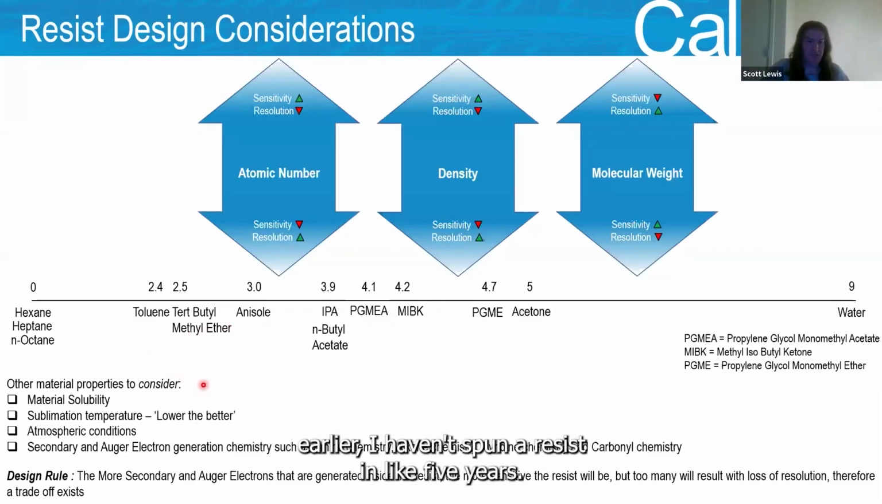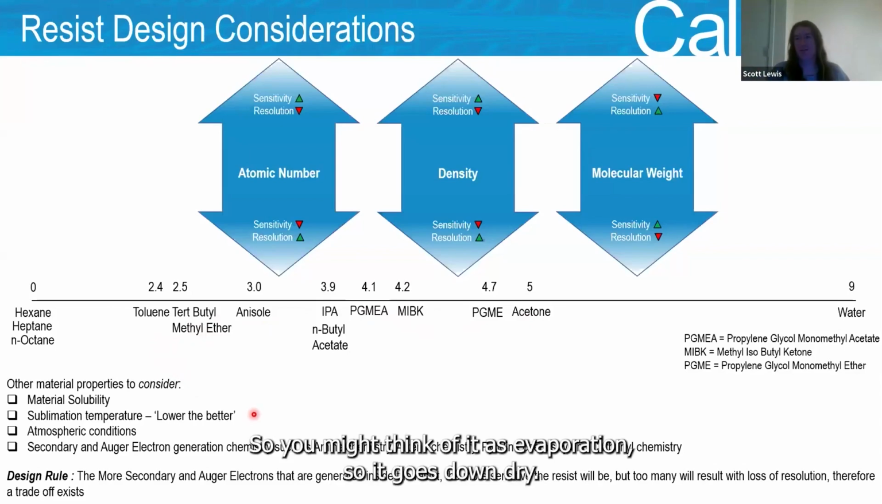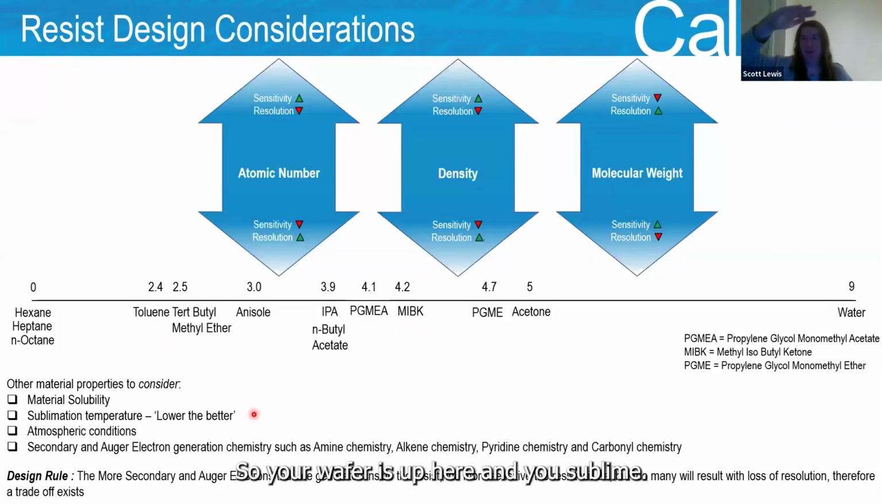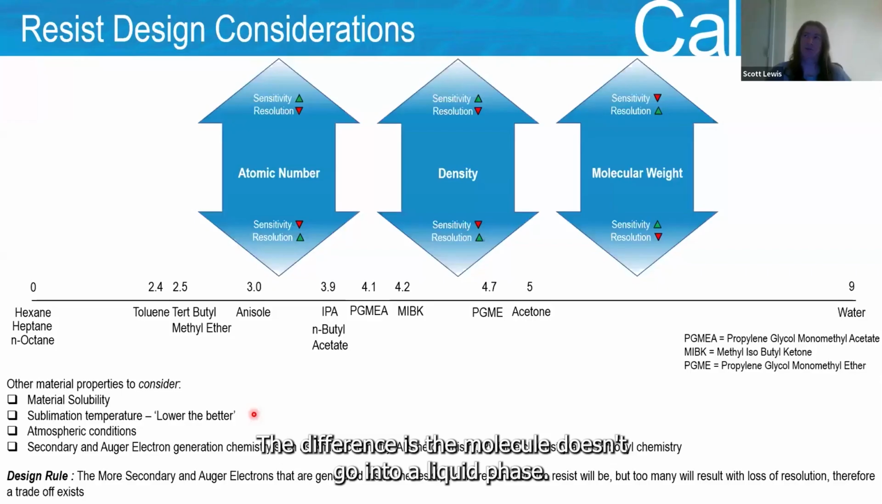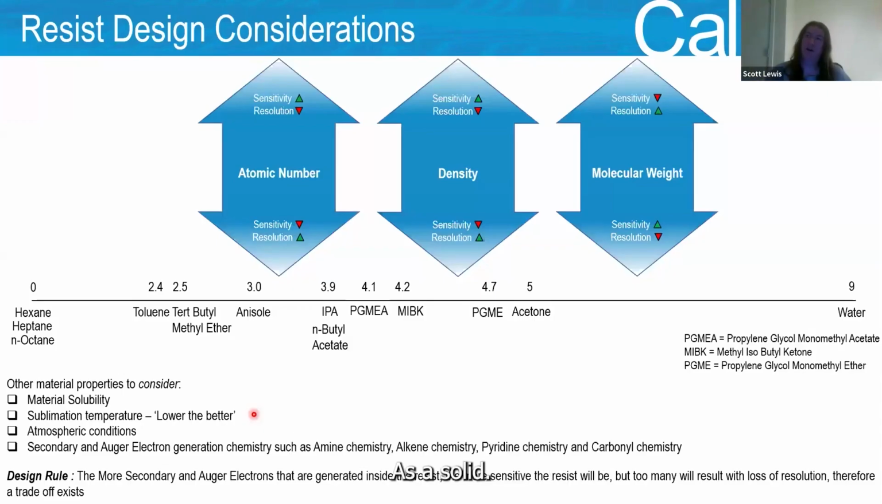As I said earlier, I haven't spun a resist in like 5 years, or maybe even more. I basically put a resist in a crucible and heat it, and then it sublimes, or you might think of it as evaporation, so it goes down dry. Your wafer is up here, and you sublime it, and it basically coats, you rotate, just like you do in a metal evaporation. The difference is the molecule doesn't go into a liquid phase. It just goes from solid to gas phase, and then condenses on the wafer as a solid.